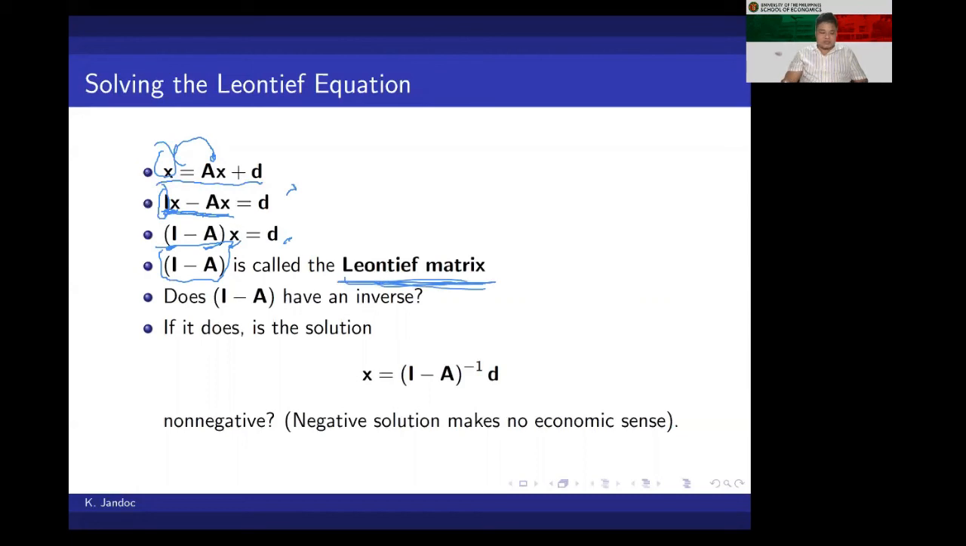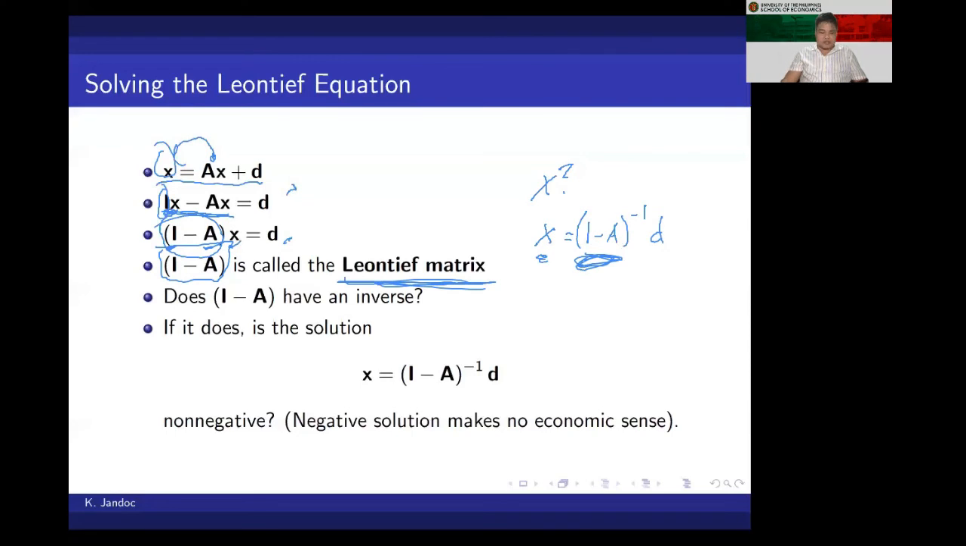Okay, so in this case, how do you solve for the vector x? Solving for the vector x simply requires that I minus A should have an inverse, right? So (I minus A) inverse times d is the way to get the vector x, okay? So that's the first question. Does this inverse exist? Because if this inverse exists and it's unique, then the vector x will be unique, okay? So there's a solution to this one.